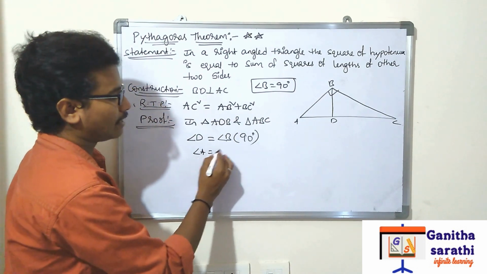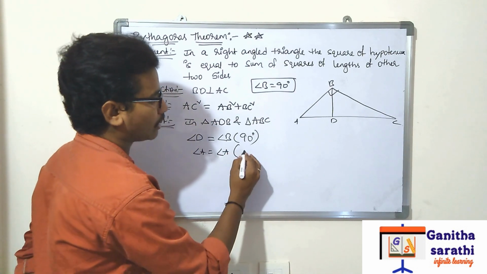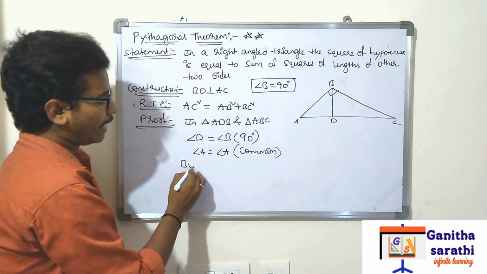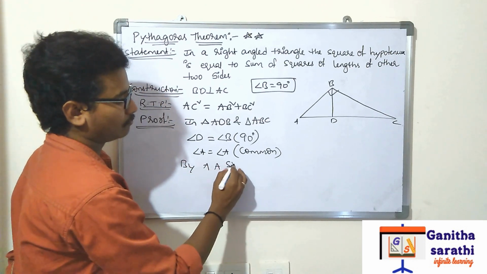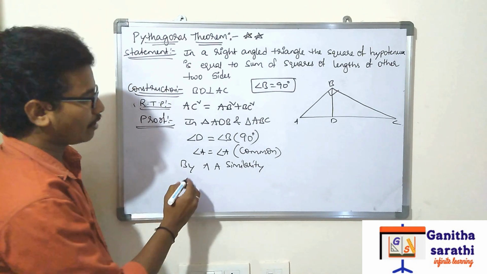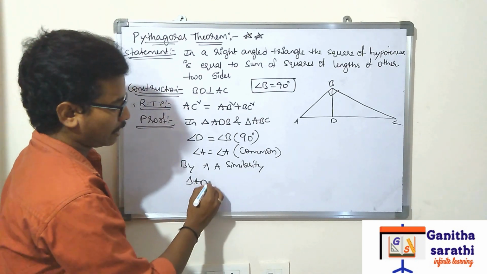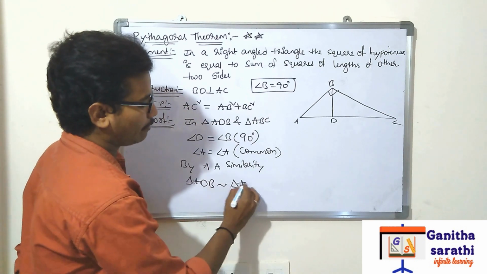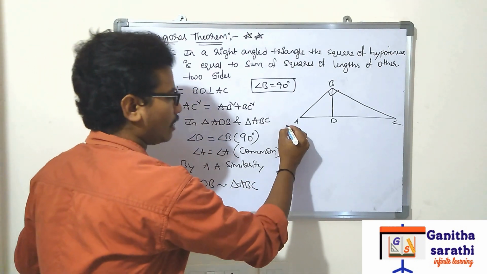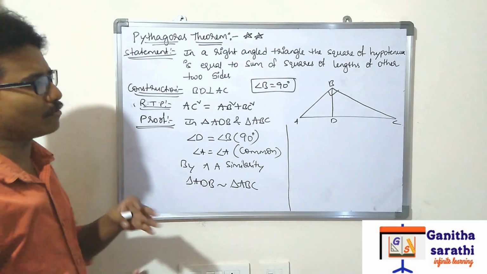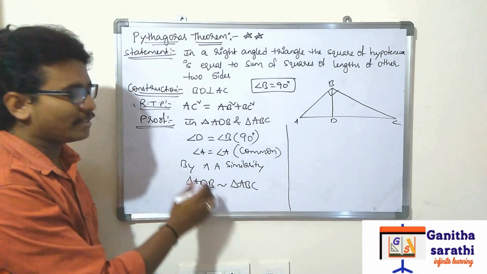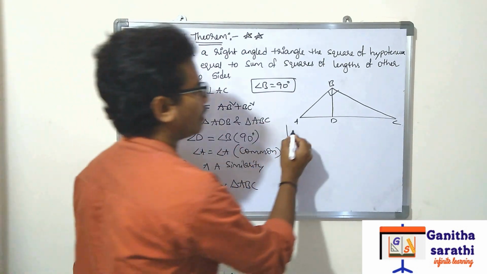So angle A is equal to angle A, this common angle. So what can we say? By angle similarity, triangle ADB is similar to triangle ABC. Up to this, all understood. Now this is the most important part. Listen carefully. We will use this in so many types of problems also. See, if the angles are equal and the triangles are similar, then the sides should be in proportion, right?